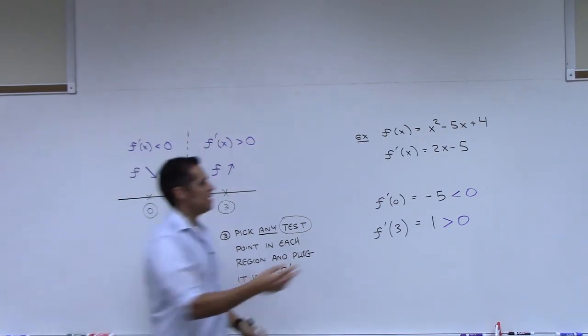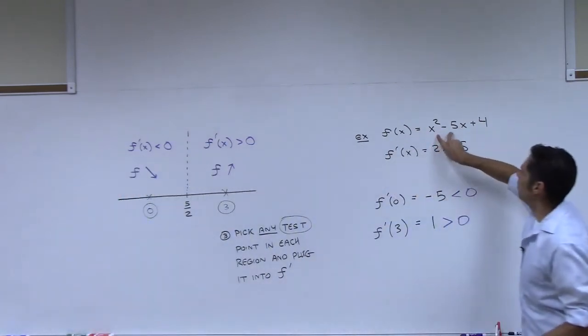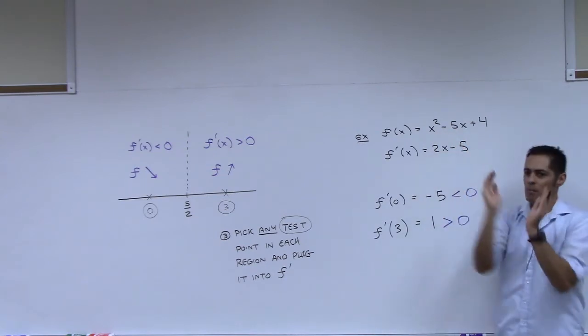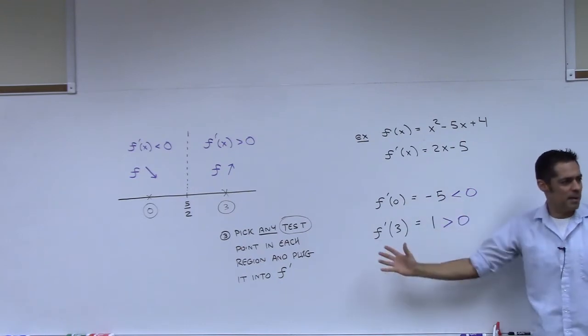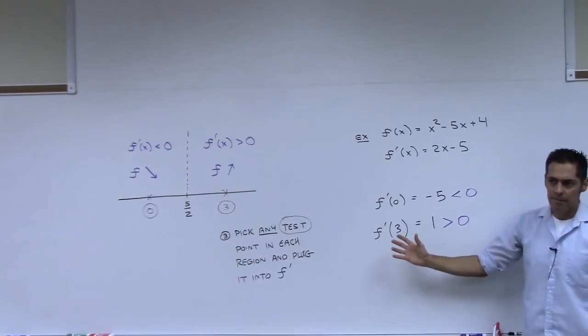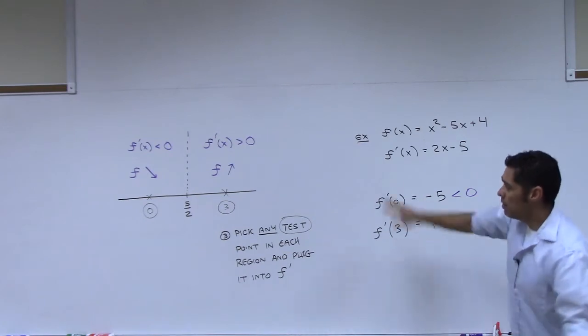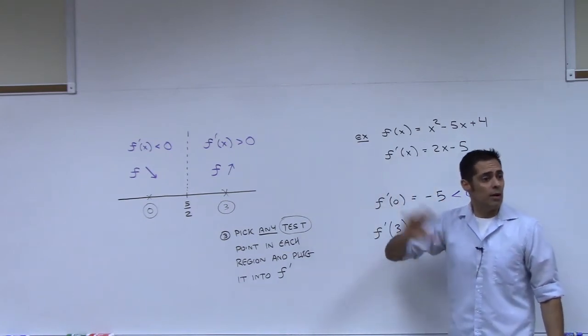It's a parabola. We knew that to begin, didn't we? It opens like this. We knew that already, that it was going to go down then up. But this is the actual mathematics behind it. All right? Now, we're not graphing it. We're just finding where it's going up and down.